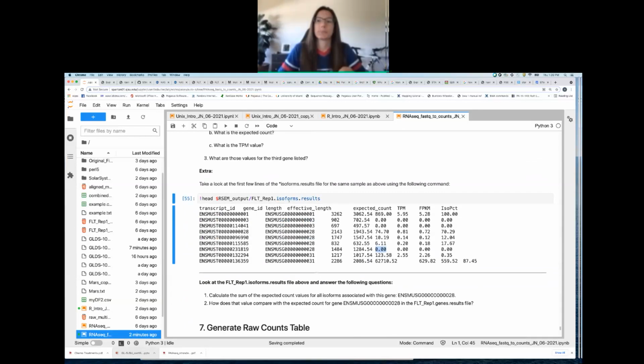Okay, so taking a look at this isoforms.results file, I've got a couple of questions down here for you. The first thing I want you to do is calculate the sum of the expected count values for all isoforms associated with the gene that ends in 28. So with this gene right here that we were just talking about, what is the sum of the expected counts for all of those transcripts that are derived from the gene that ends in 28?